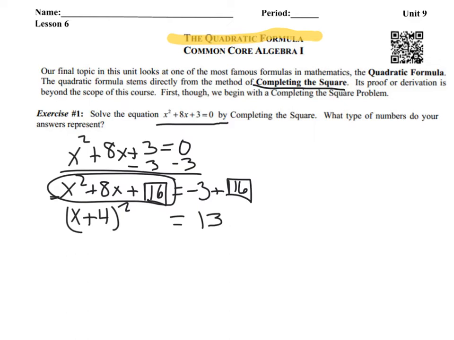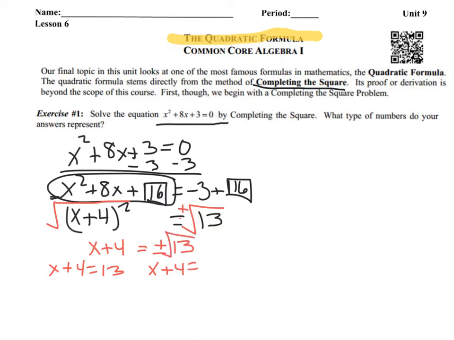So then we take the square root of both sides. The only way to get rid of the square, plus or minus on this side. So I get x plus 4 is equal to plus or minus the square root of 13. And if you do it, you get x plus 4 equals the square root of 13, and x plus 4 equals negative square root of 13. My bad, it's the square root of 13. Let's fix this. So negative square root of 13.